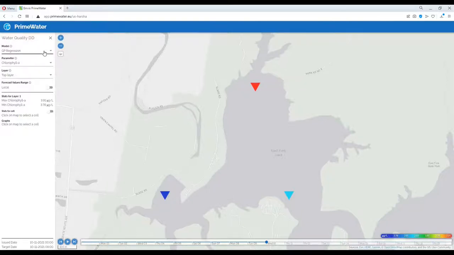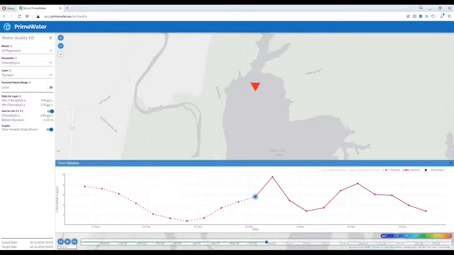We are currently using three types of machine learning algorithms: Gaussian process regression, random forest, and random undersampling boosting. I will stay in the GPR model, which predicts chlorophyll A concentration only in the surface layer this time. By clicking on a point of interest, we are able to read the chlorophyll values at the current time step. Again, there is a graph that presents the time variation of the forecasted parameter.